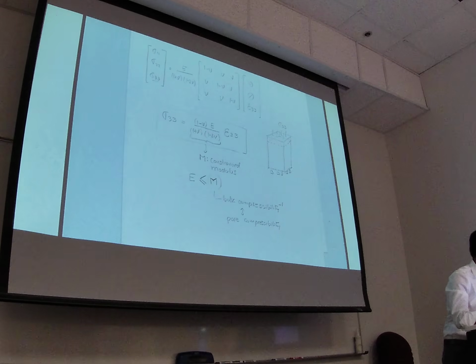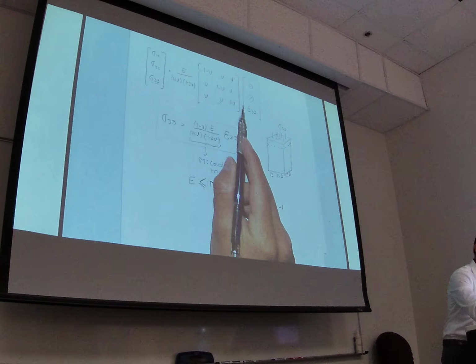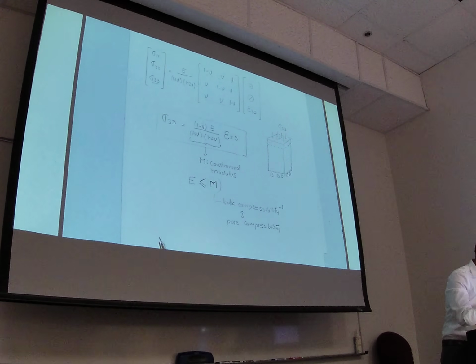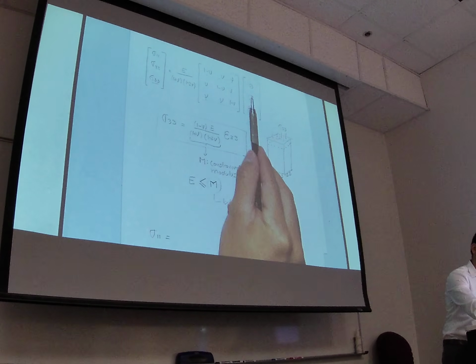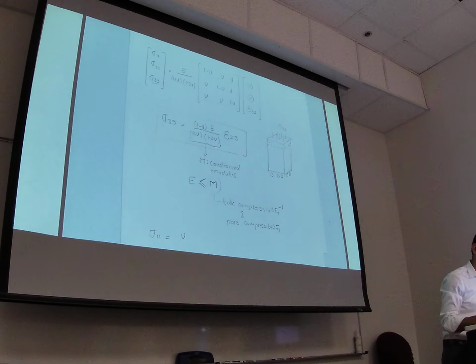Sigma 1,1 from the equation there on top is going to be the first row times this column vector, and the first two members are 0 because these are 0. The only one which is not 0 is this one. So this is going to be Poisson ratio times epsilon 3,3 times the Young modulus and the factor that was outside. I should have put it on the left. It's too late. It's the same.